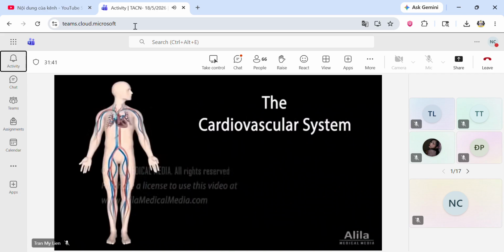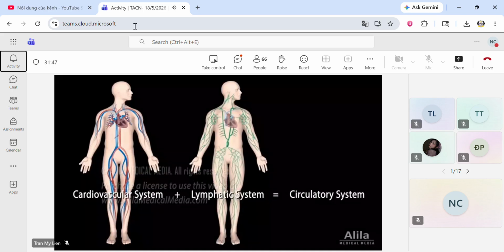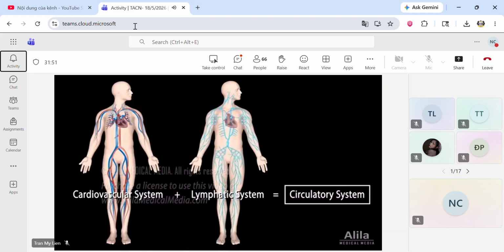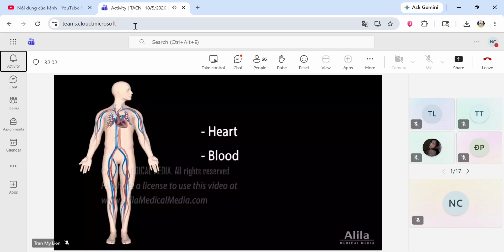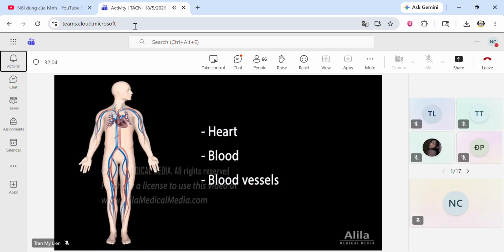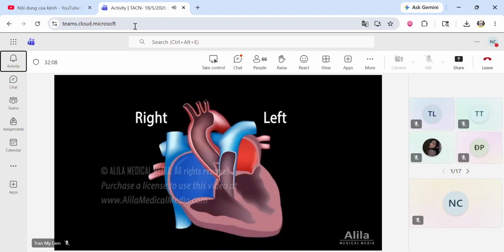The cardiovascular system is part of the circulatory system that circulates blood. The circulatory system also includes the lymphatic system, which circulates lymph, but the terms circulatory system and cardiovascular system are commonly used interchangeably to describe blood circulation. The cardiovascular system consists of the heart, blood, and blood vessels. The heart is essentially a pump that moves blood through the vessels. It has two sides, each of which has two chambers.